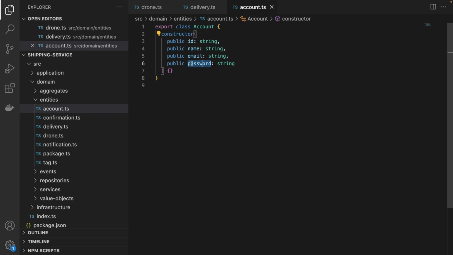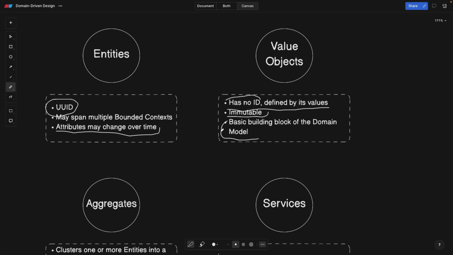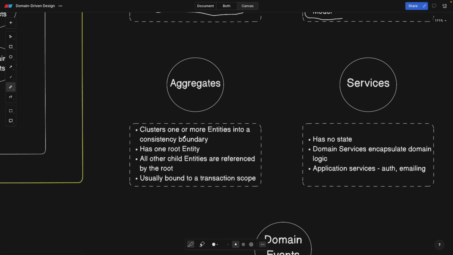Okay, you cannot have just a password be a separate class. You need the password to be a property of a class. Okay, basically value objects are properties. Now let's go into aggregates.